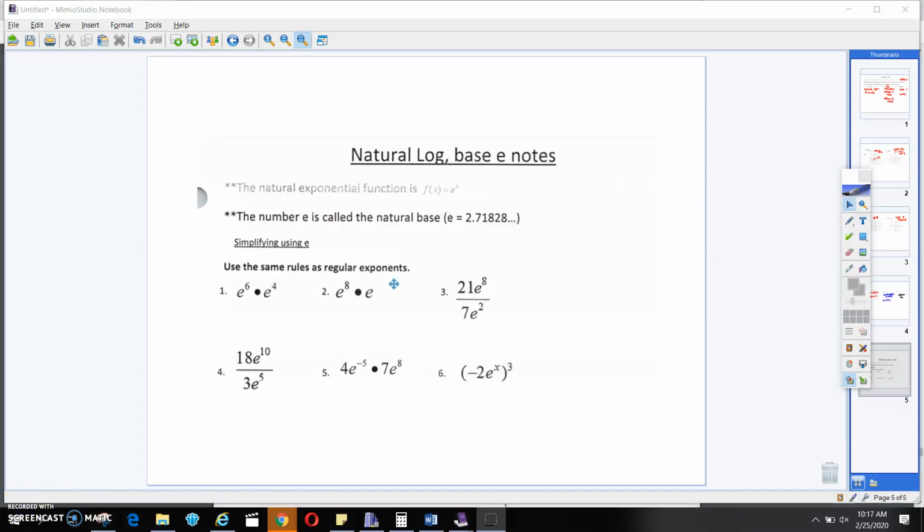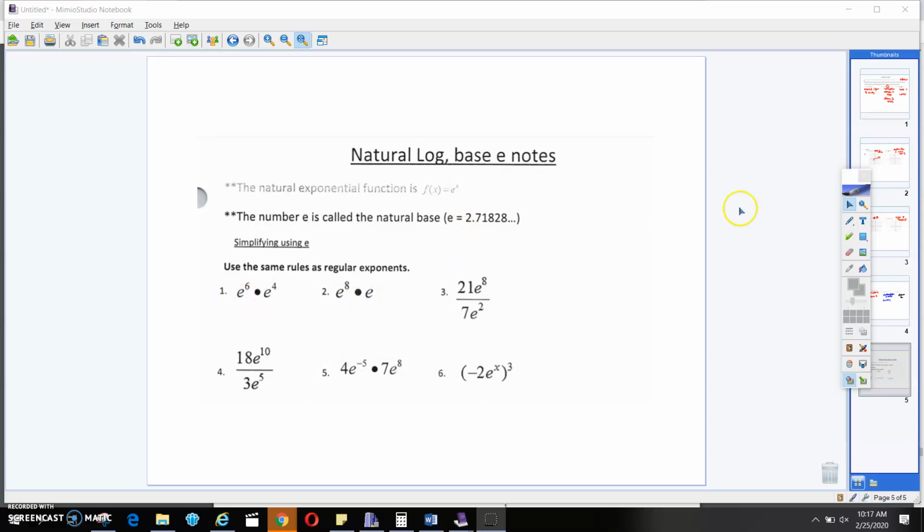So we've talked about natural log. So now we're going to talk about base e. So e is actually a number. It's 2.71 roughly. It's kind of like pi. So what we're going to do is kind of revisit some old stuff. So we're going to simplify these expressions.